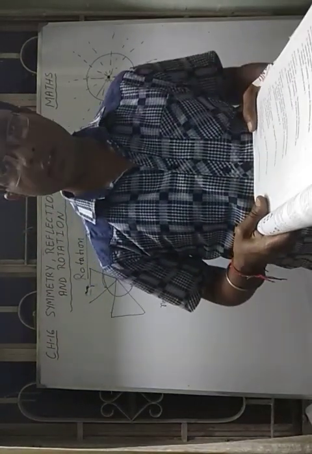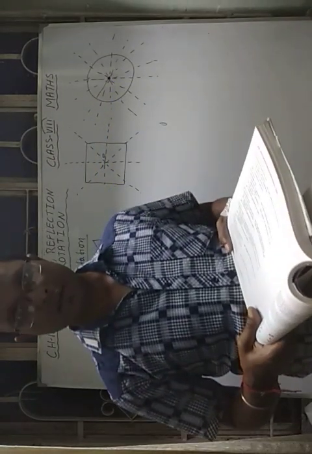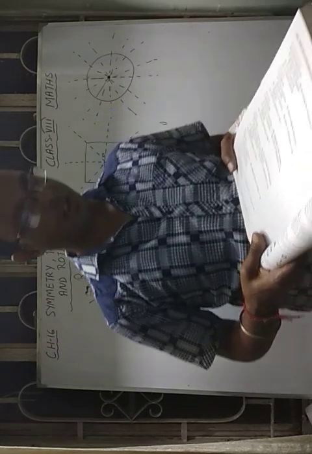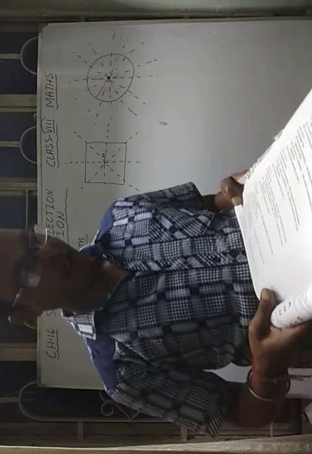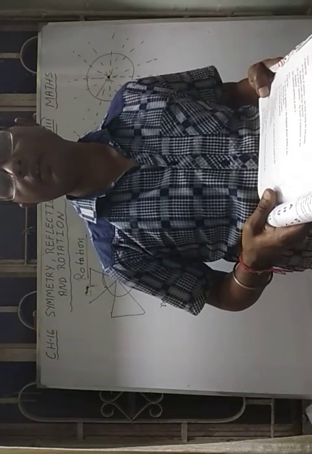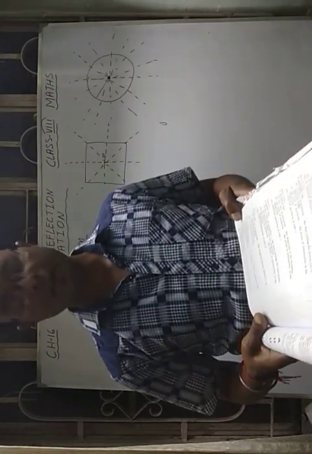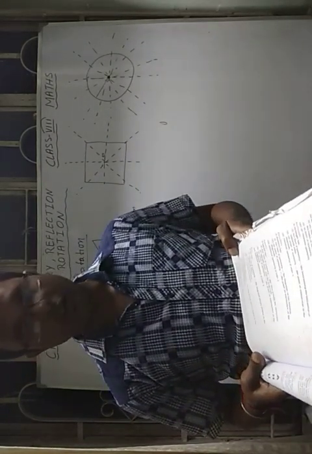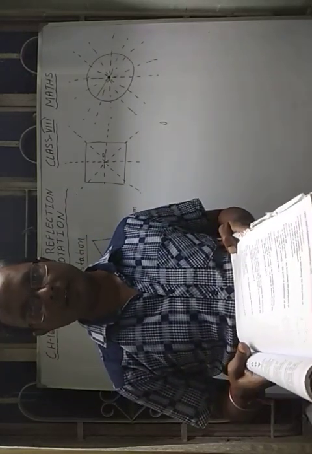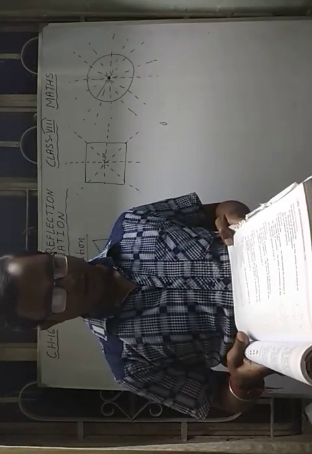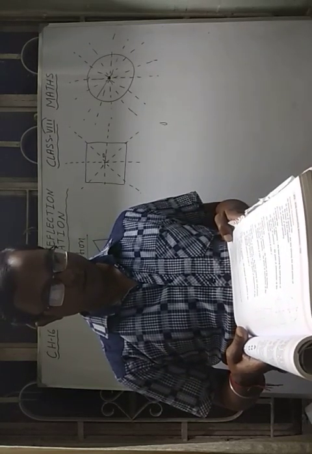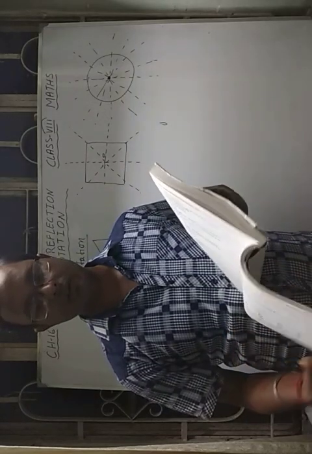Kite, only 1 line of symmetry, no point of symmetry, it is not rotational also, so it has no order of rotation. Arrowhead, it also has only 1 line of symmetry, no point of symmetry, it is not rotational symmetry. Semicircle, only 1 line of symmetry, the perpendicular bisector of the diameter, that divides the semicircle into 2 quadrants. No point of symmetry, it is not rotational also.